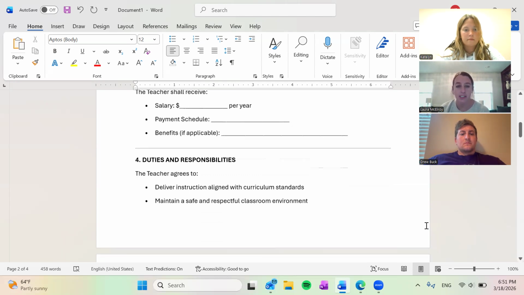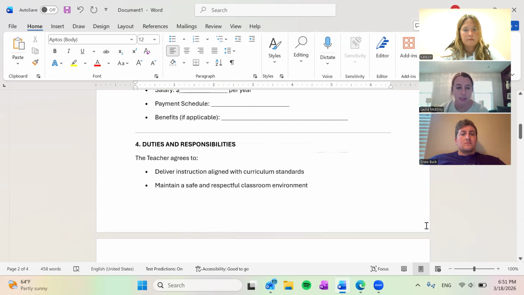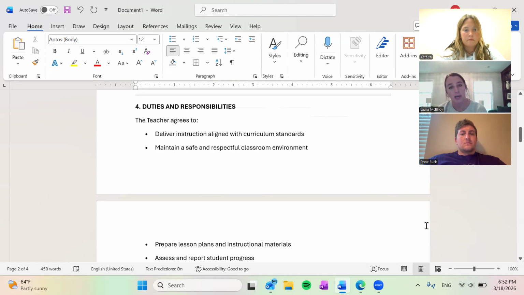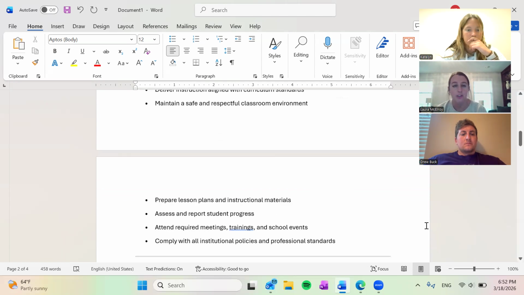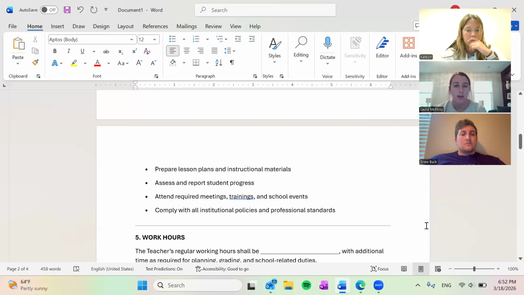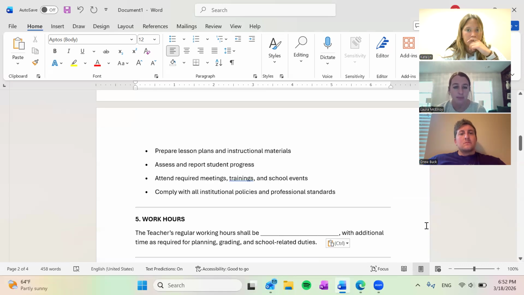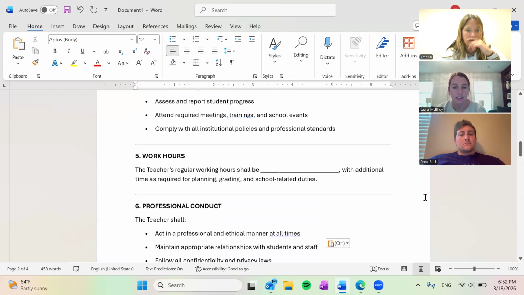The next part of the contract is all your duties and responsibilities. So, what does your job actually look like on a day to day basis? What do you need to do for student progress, student reports, grades, meetings, or trainings that you need to go to? All the requirements that you're actually going to have when you are in that position. And then your hours go along with your contract.